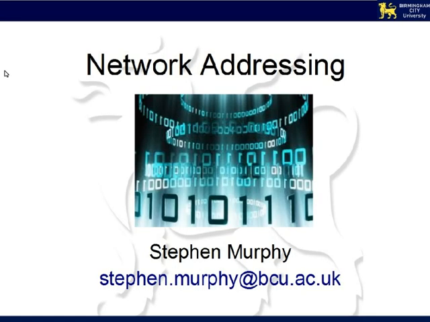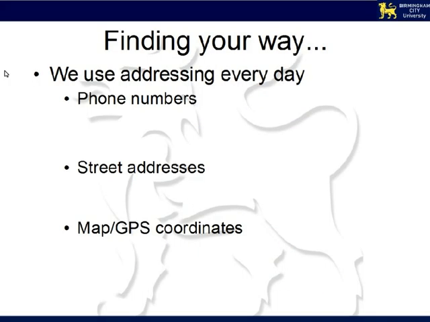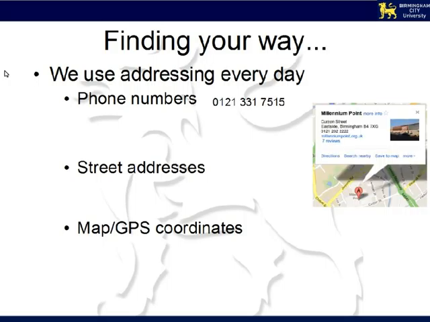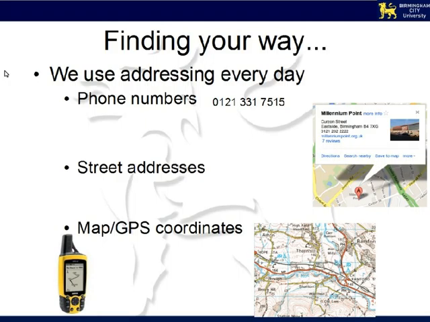In this video lecture we're going to look at network addressing and how it fits into the overall picture of a computer network system. We use a wide range of addresses in everyday life. These include phone numbers, street addresses, and map or GPS coordinates. So similar addressing schemes need to be employed when building a computer network to allow the data to get from one place to another and arrive safely at its destination.